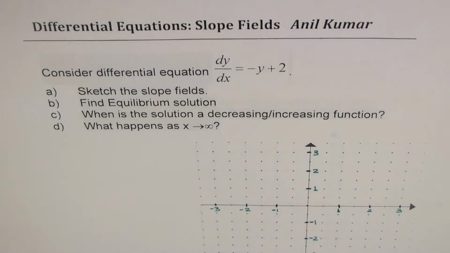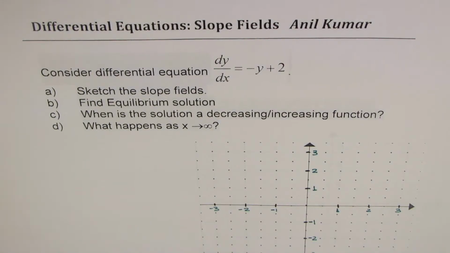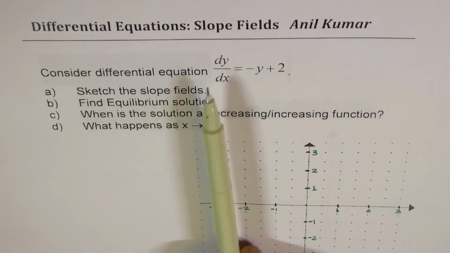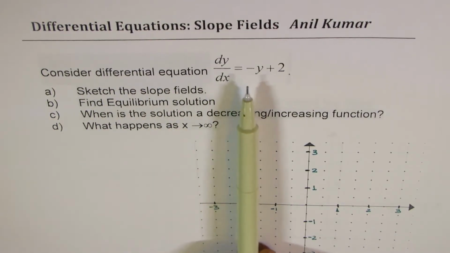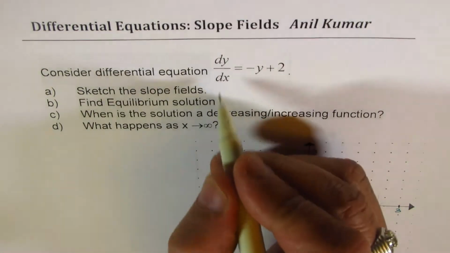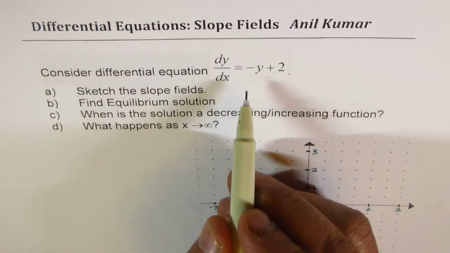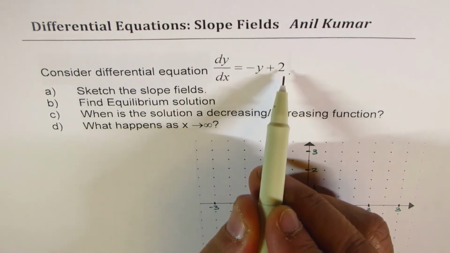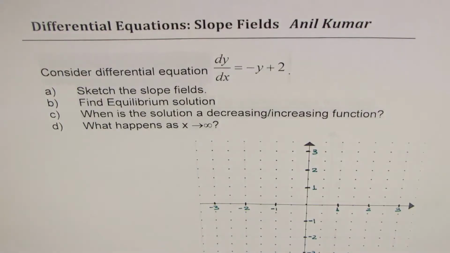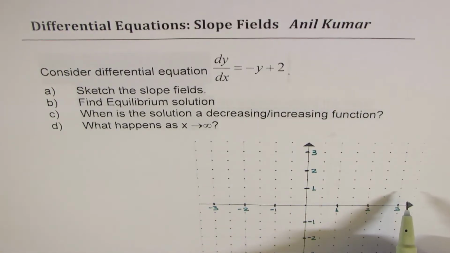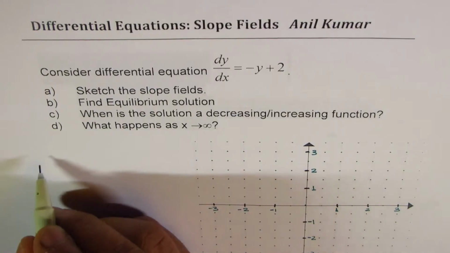Here is the first example to draw slope fields. Let us consider the differential equation dy/dx equals minus y plus 2. As you can see, the slope dy/dx is dependent only on y and is independent of x, correct? So here, horizontally, if you move along, slope is going to be exactly the same, correct?